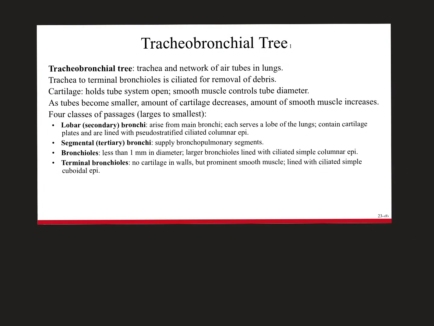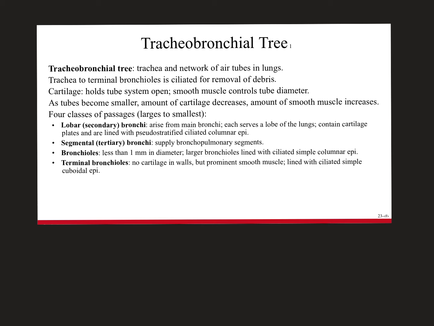What about the tracheobronchial tree? So you guys do understand that the bronchi, and how they sort of branch off, right? You've got the main bronchi that branch at the carina, and then they branch off into the lobar or secondary bronchi. The lobar branch off to segmental or tertiary bronchi. The segmental or tertiary bronchi branch off into bronchioles. The bronchioles branch off into terminal bronchioles.